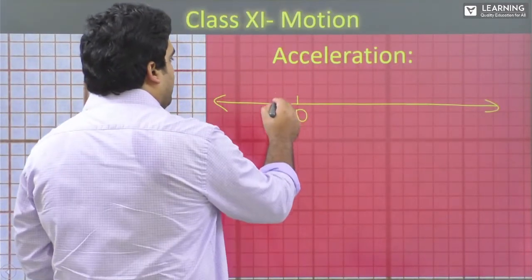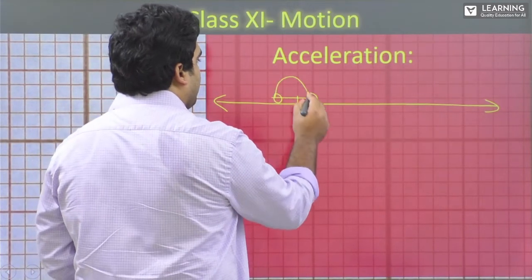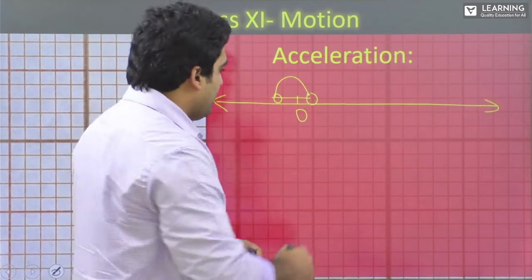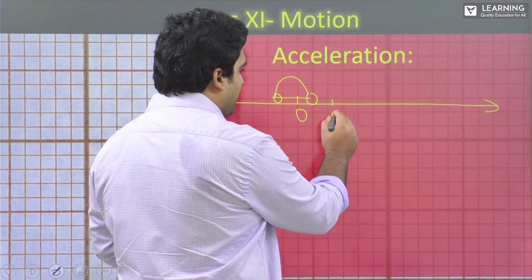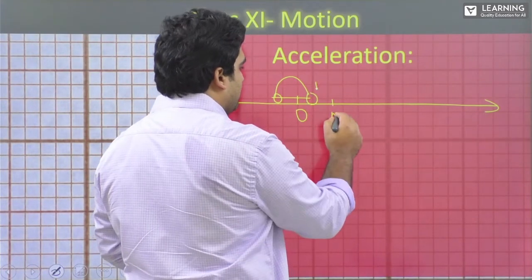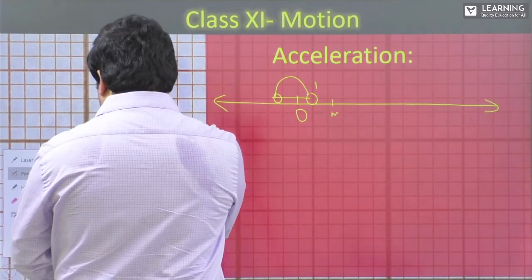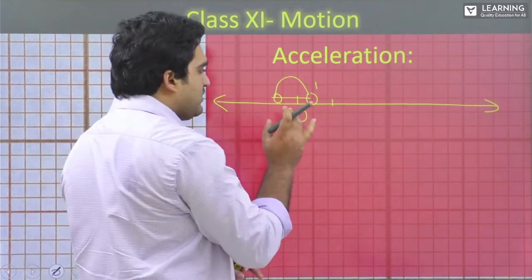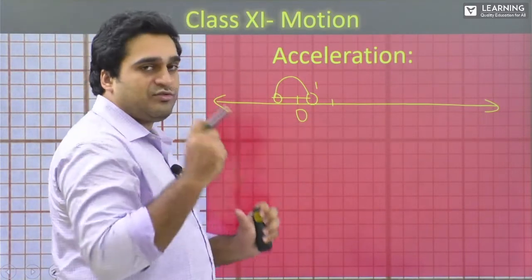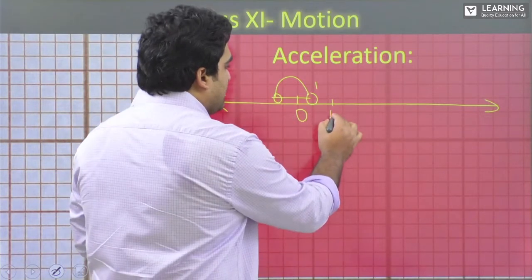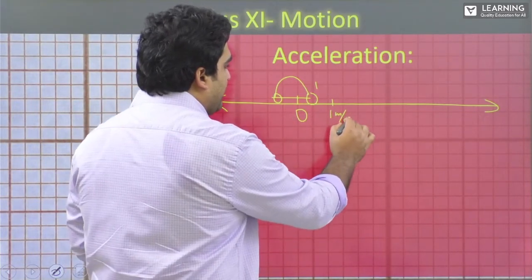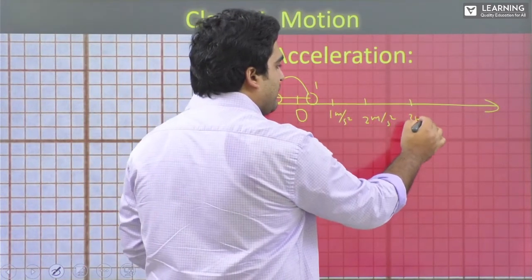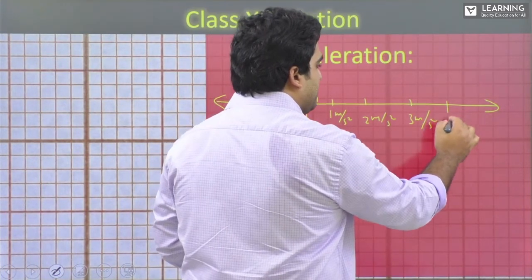Okay, so I have a car. A car initially accelerates at 1 meter per second, let me write the number there rather. A car accelerates at a constant unit. So initially it accelerates at 1 meter per second square, 2 meter per second square, 3 meter per second square, 4 meter per second square.